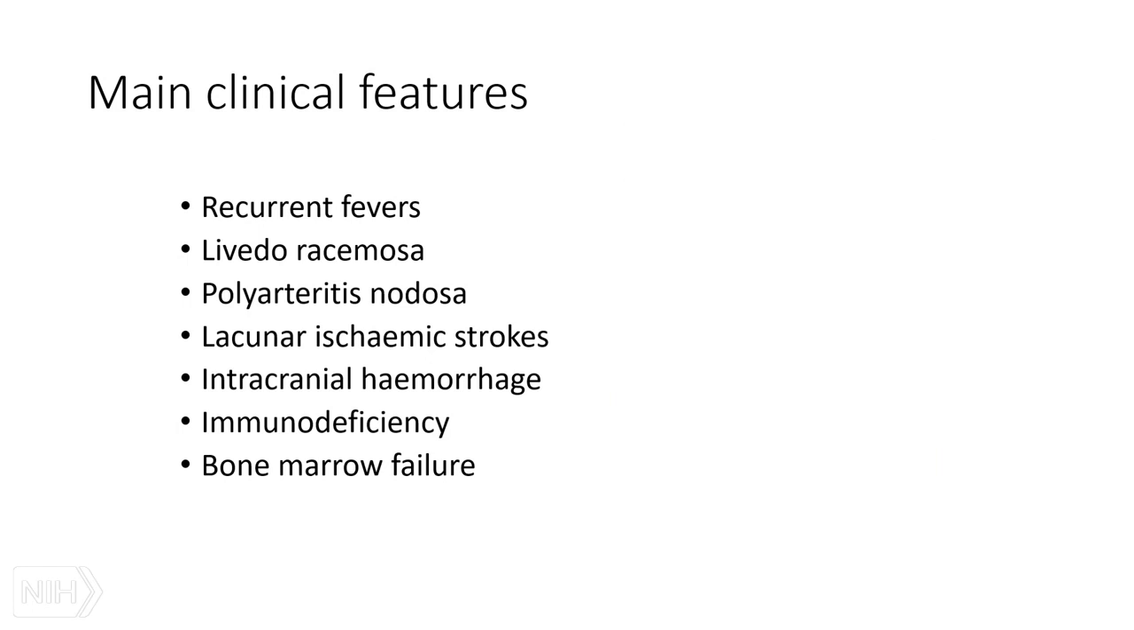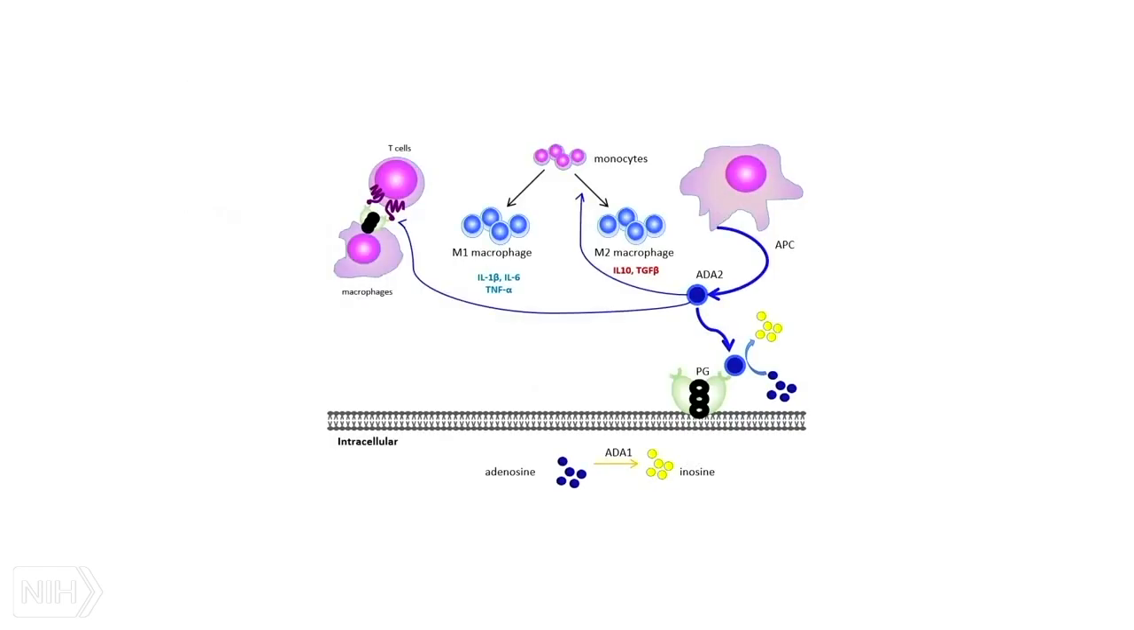So the main features are recurrent fevers, livedo racemosa, polyarteritis nodosa type phenotype, ischemic strokes, lacunar in their description, sometimes intracranial hemorrhage, immune deficiency, bone marrow failure, and virtually any organ can be affected. Okay, it turns out that there's a very good and targeted treatment for this condition.